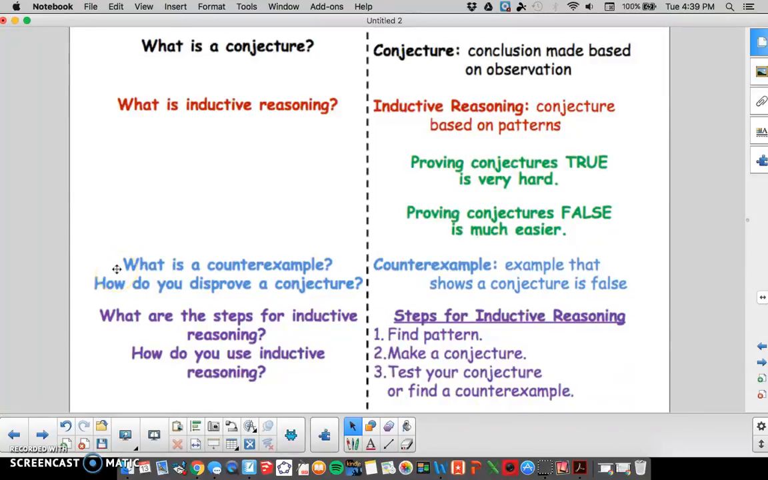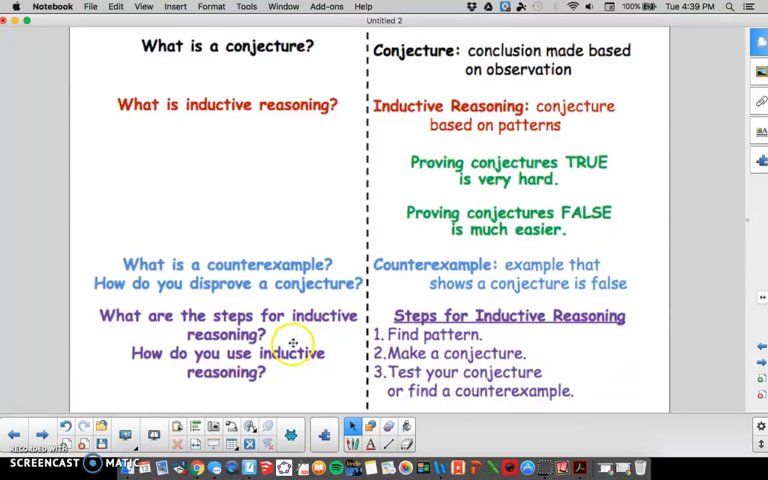And when we can find that example where something is untrue, that is called a counterexample. Okay? Counterexample is really important. We're going to use these a lot as we work through proofs. I want to prove something is false with an example that shows it.